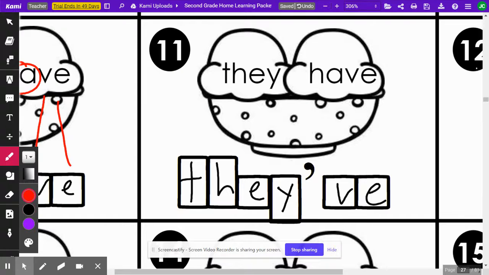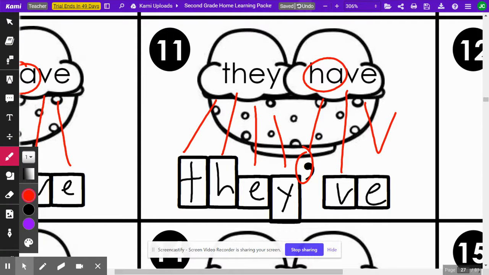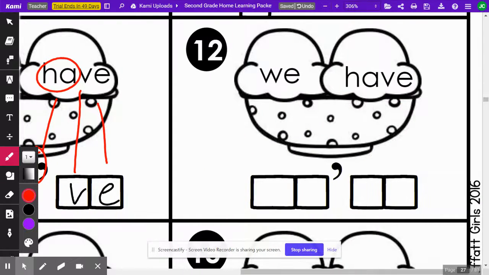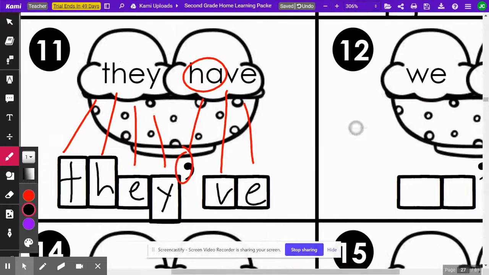They've. You can see it right here. Oop, there's a zigzag there. I don't know what that zigzag's supposed to mean. But the HA becomes the apostrophe, and the V and E come on down. So that was they've.